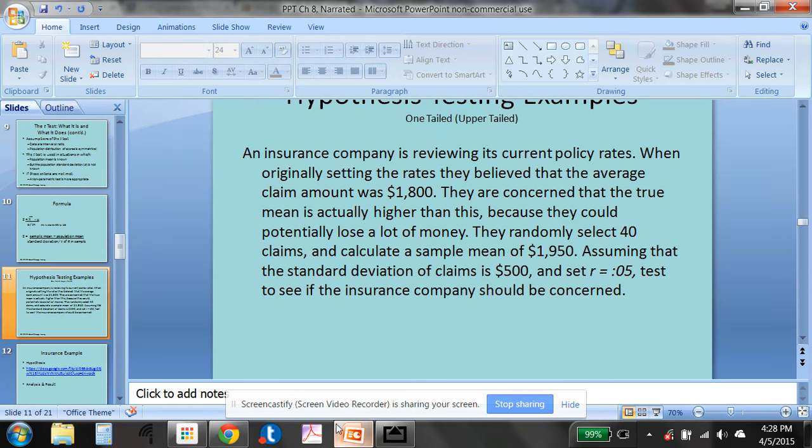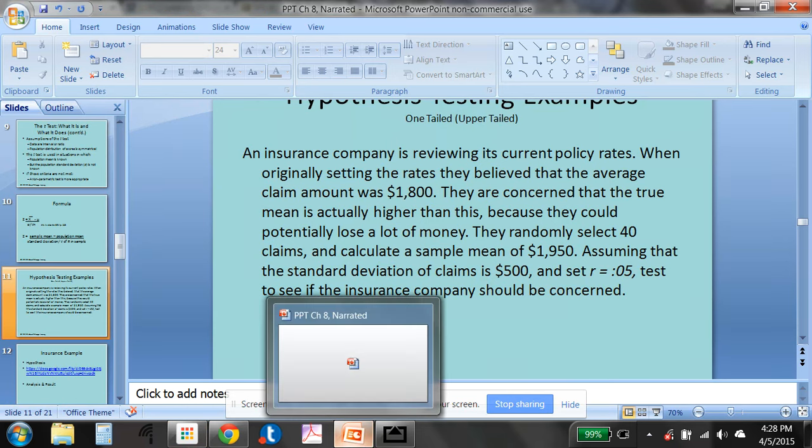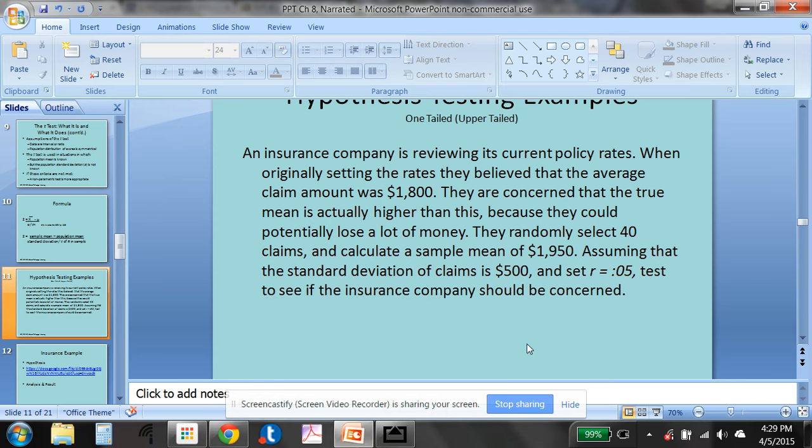Okay, so now what we want to do is look at the actual analysis of the insurance company question. So here is our question again. They set the rates thinking the average claim was going to be $1,800. They look at 40 claims. The average claim is $1,950. Do they need to raise their rates because they're going to lose money or not?